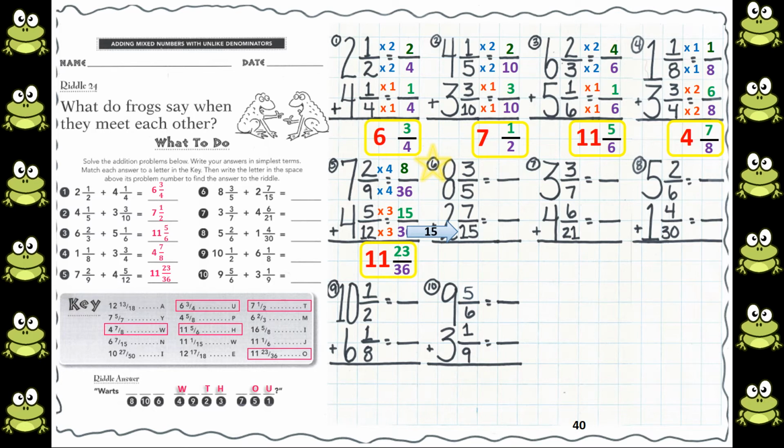15 is the larger denominator. It is a multiple of 5. 5 times 3 is 15. 3 times 3 is 9. 15 times 1 is 15. 7 times 1 is 7. We keep 15 as our denominator. 9 plus 7 is 16.